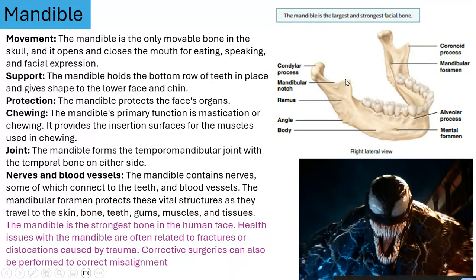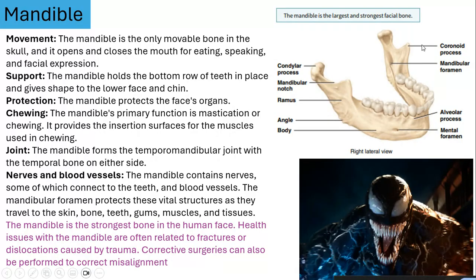That's the mandibular notch. That's the ramus. That's the angle. As you can see, there's an angle. This is the body. The mental foramen, nerves, arteries, and vessels pass through it. Alveolar process, that's the mandibular foramen, and the mental foramen again, right? This is the mental foramen. Here is the mandibular foramen.